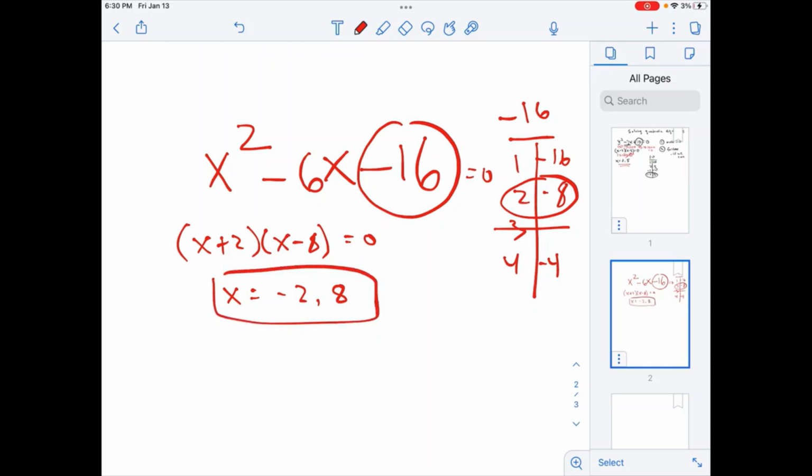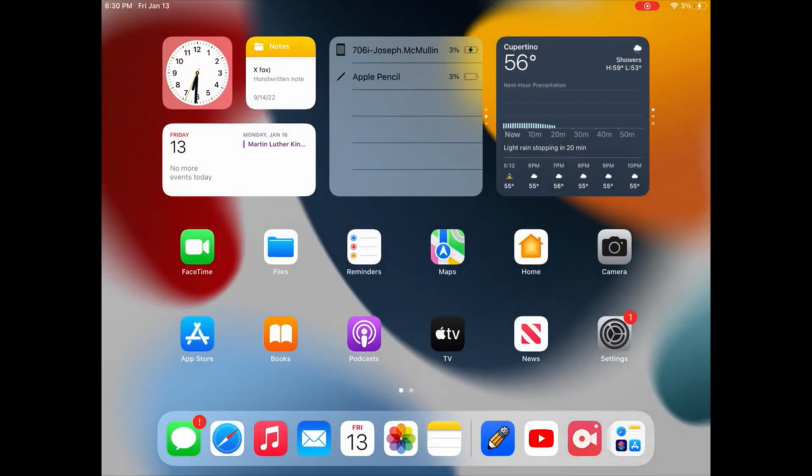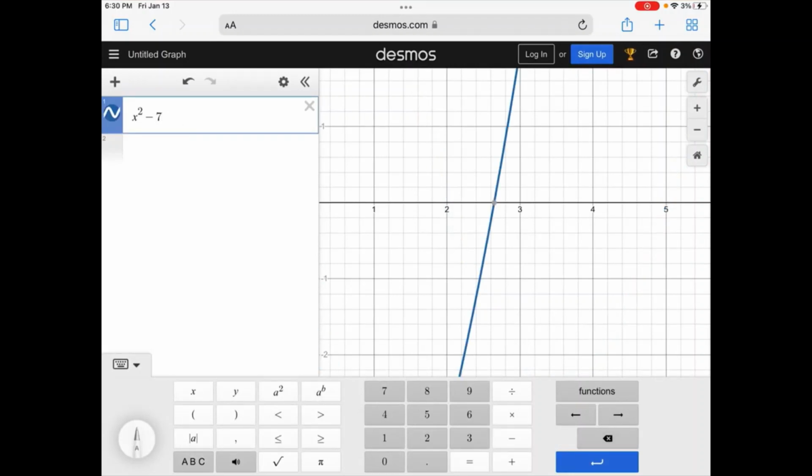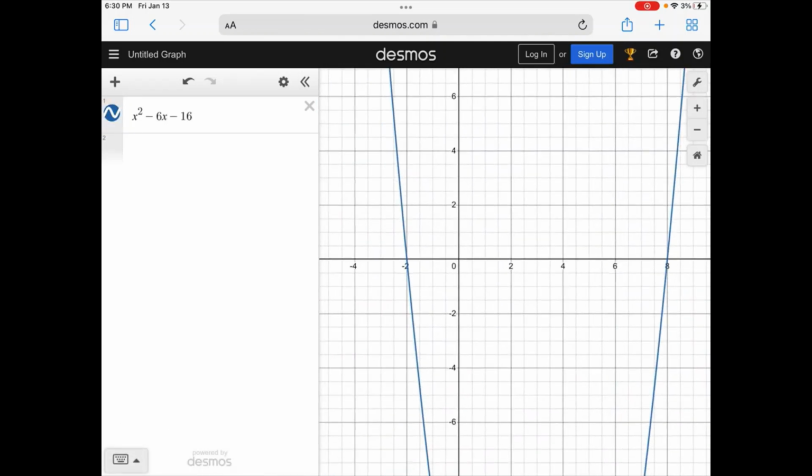Let's go ahead and drop this into Desmos and see if we get the same answer here. So this is going to be x squared minus 6x minus 16. Let's zoom out. And yep, here are the solutions, negative 2 and 8.